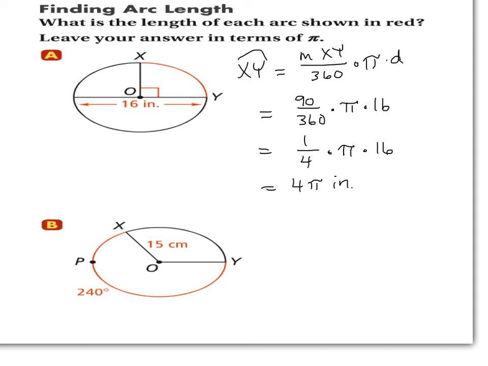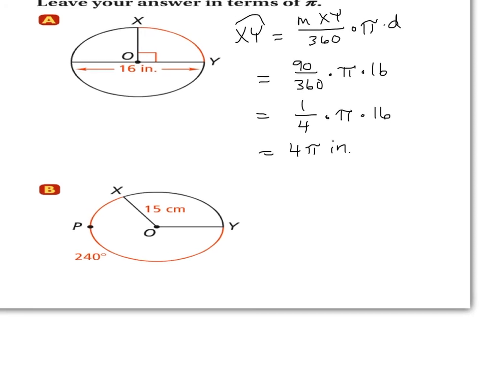Now, you'll notice the directions say, leave your answers in terms of pi. That means pi is going to be in your answer. You're not going to calculate a decimal here. Okay? All right, let's take a look at the second example now.